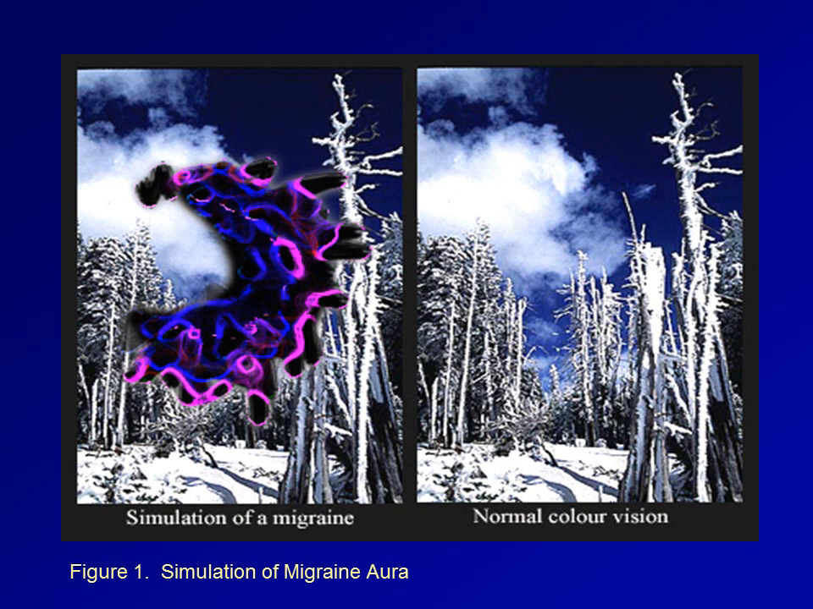This slide shows a simulation of migraine aura, and this would be in somebody who has a visual aura along with their migraines. The simulation of the migraine occurs on the left side, and the normal color vision is on the right side of the slide.